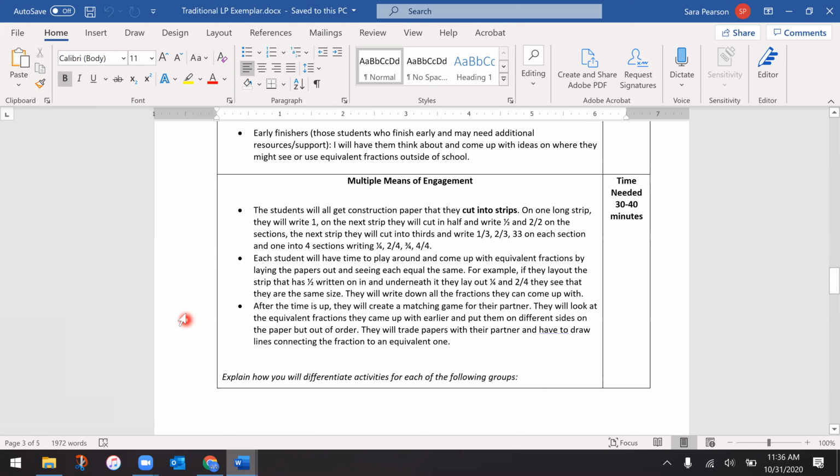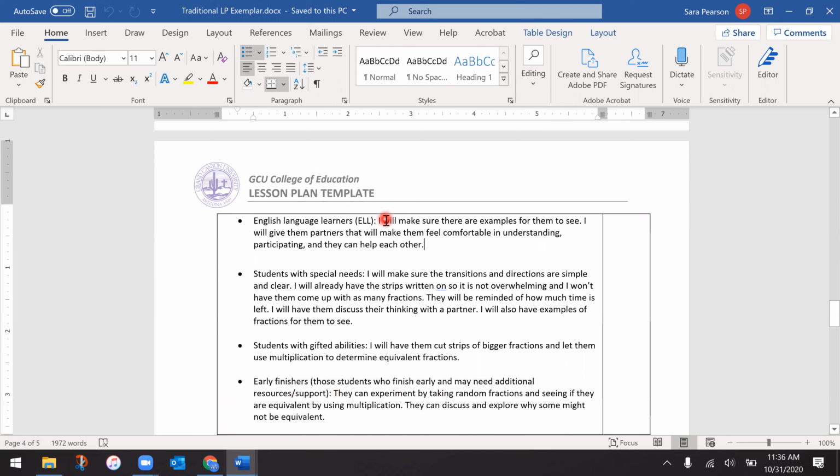In addition, please include step by step and create a detailed picture of what that looks like. We have the differentiation section for them as well. So you'll see that, how are we going to differentiate the materials for our ELLs, our special needs, our gifted students, and our early finishers.